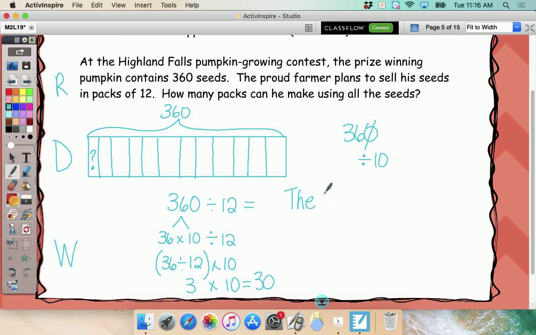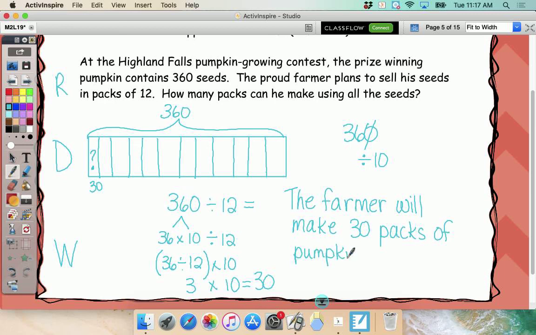The farmer will, how many packs can he make using all the seeds? We have an answer. What is it? Okay, so tell me this in a sentence. The farmer will make 30 packs of seeds or pumpkin seeds, right? All right.